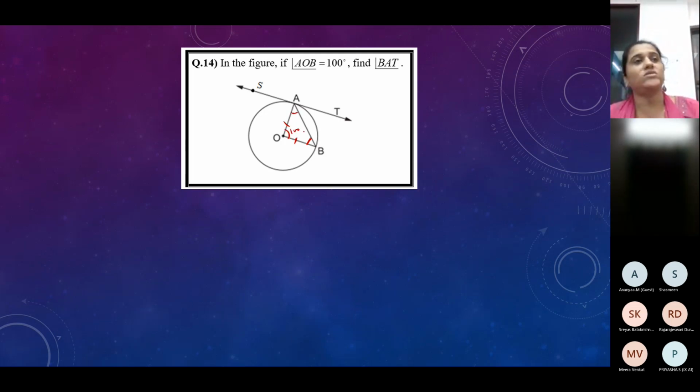This is 100. What is the remaining sum? 180 minus 100, 80. That will be shared equally between these two angles. 80 by 2, 40 here, 40 here. Now from here to here is 90. From the radius, OA is the radius, till the tangent, the angle is 90 degrees. And this one alone is 40. So the remaining angle, which is BAT, is 50 degrees. 90 minus 40, 50 degrees.